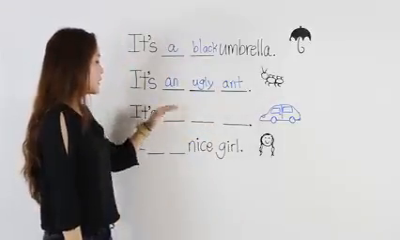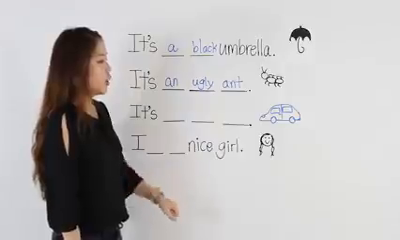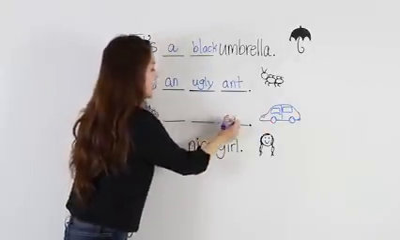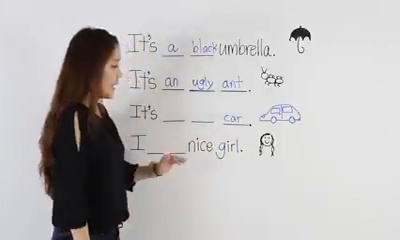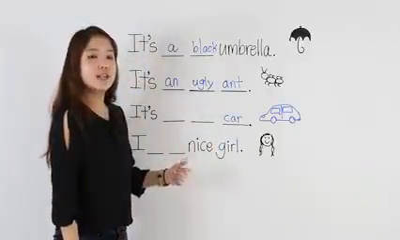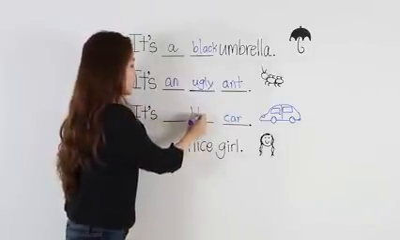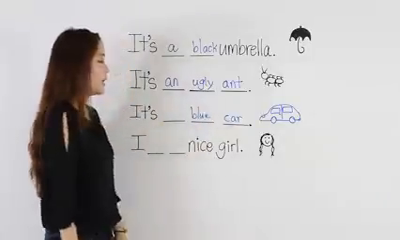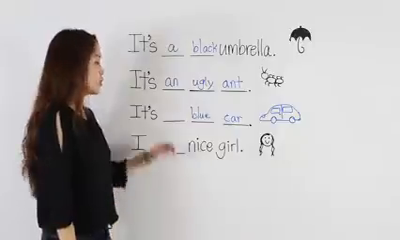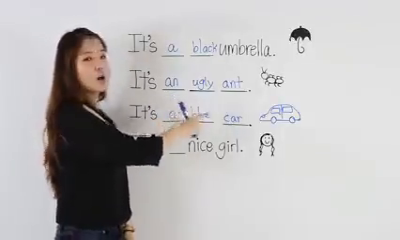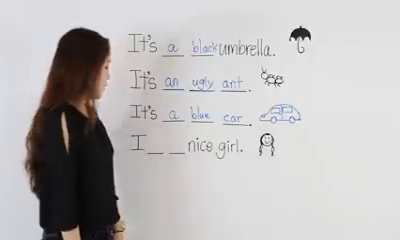Next, okay, we have the noun car, so we put that at the end. Again, let's use an adjective that describes the color. Let's use blue. What article should we use? We have to say a. It's a blue car.